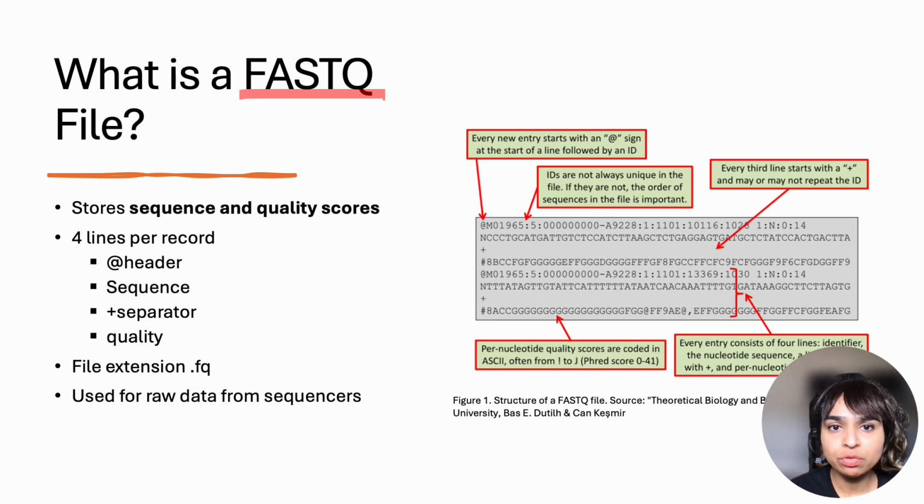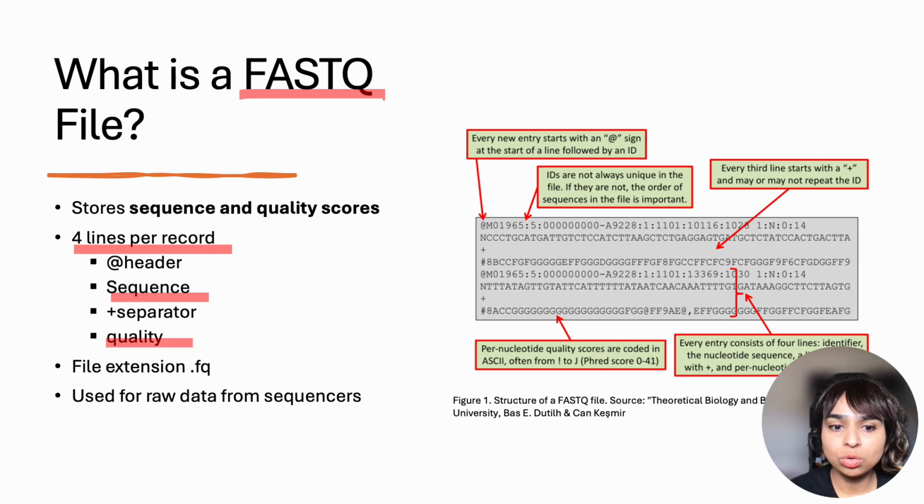Each read in a FASTQ file is made up of 4 lines per record. It begins with an @ symbol and contains a description. This could include information like instrument ID, run number, or read ID. The second line is the sequence itself. The third line is a plus sign, which is also called a separator, and sometimes it might have the same description as in the header. And the fourth line, which is the most important one, is the quality scores.